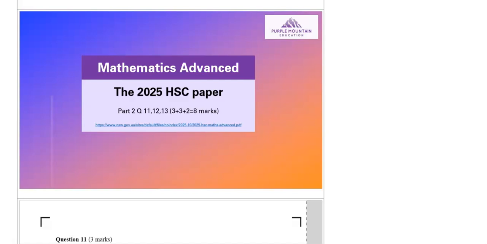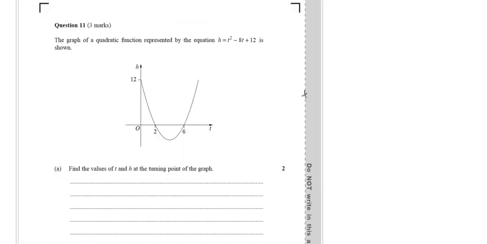We're doing the 2025 HSC paper for Mathematics Advanced. This is part 2, covering question 11, 12 and 13, which together are worth 8 marks.